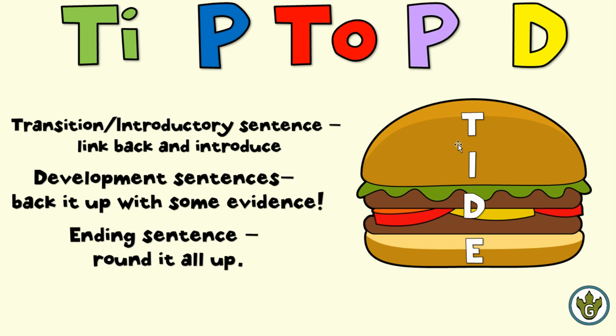So if our introductory sentence was, chickens live in, I don't know, Spain, a bit random, then my development sentences need to be about chickens in Spain. They can't be about turkeys in Russia. They're not linked. Does that make sense? So if we introduce something here, we carry it on. And finally, we have an ending sentence, the bottom of our bun, and that rounds everything up.